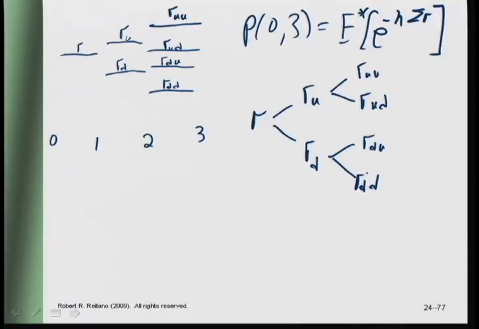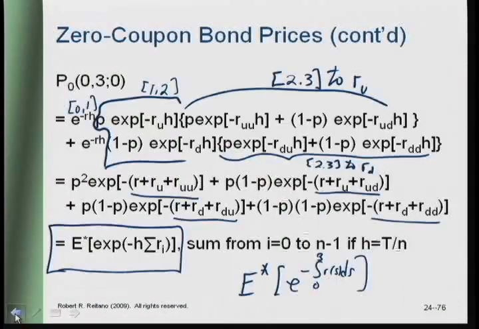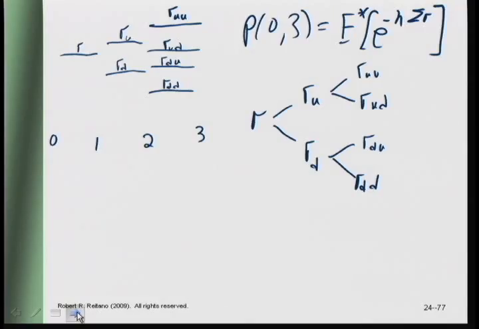There's R, RU, RUU, R, RU, RUD, and similarly for the other 2. And that's precisely what we just saw in this formula. We have the R, RU, RUU. Then we have R, RU, RUD, and the other combinations. And this pattern generalizes, no matter how many steps I have in my lattice, the formula that the price of a 0 is the risk-neutral expectation of this summation is always true.